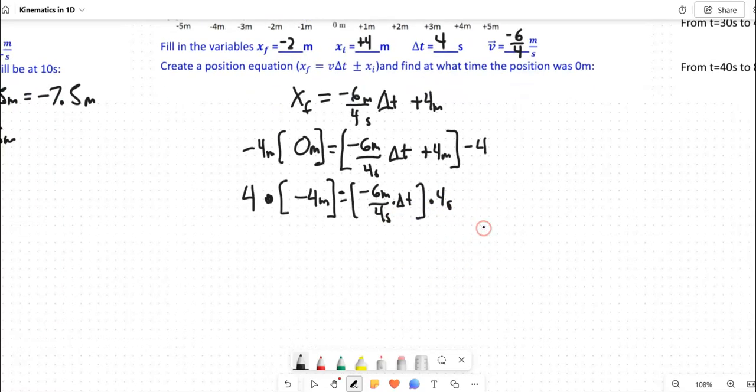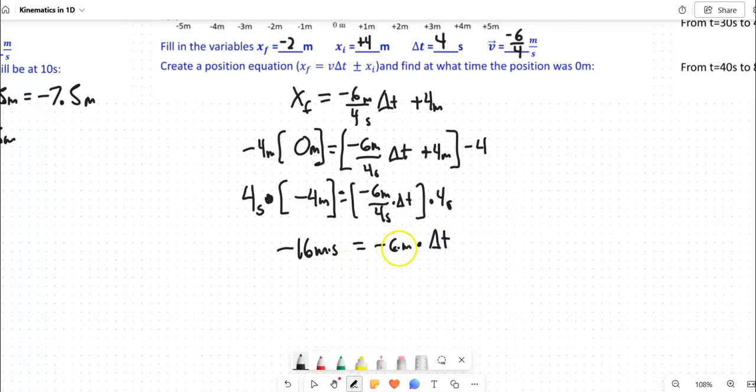Okay, and when we do that, we're going to have negative 16 meter seconds. I know that looks weird. Meters times seconds. So put a little dot, meters times seconds. And that's going to be equal to negative 6 meters delta t times delta t.